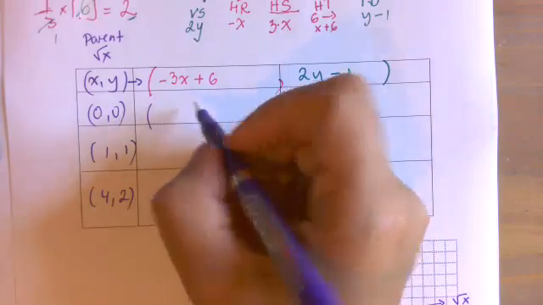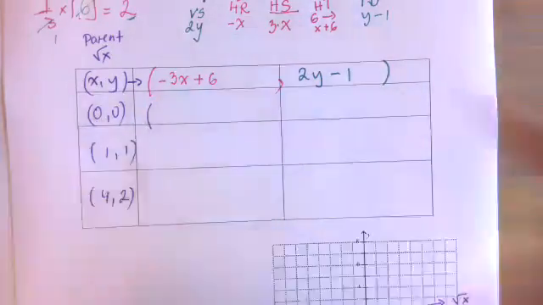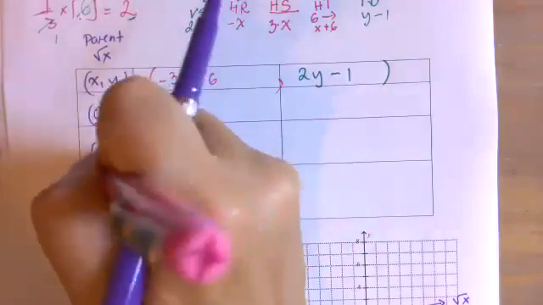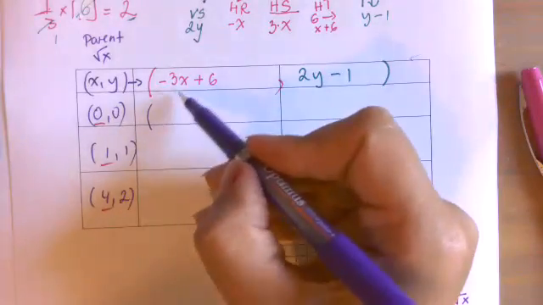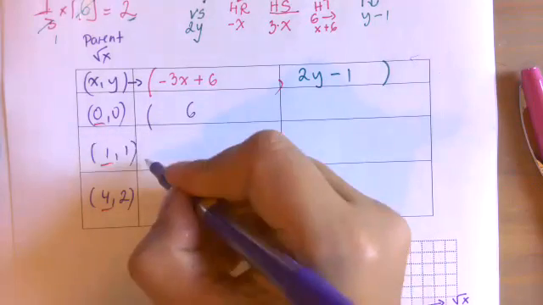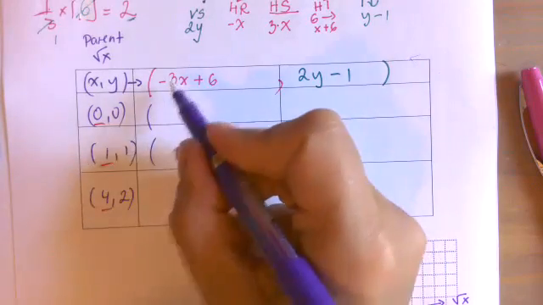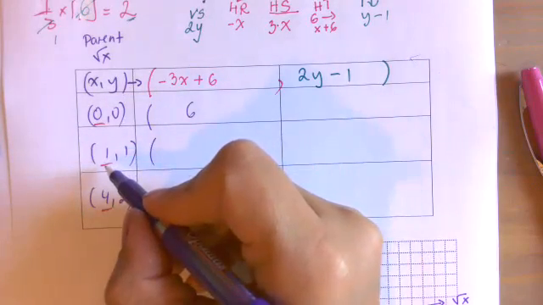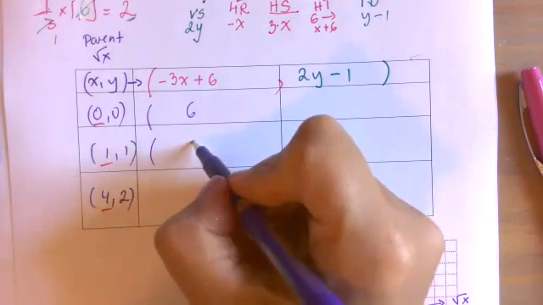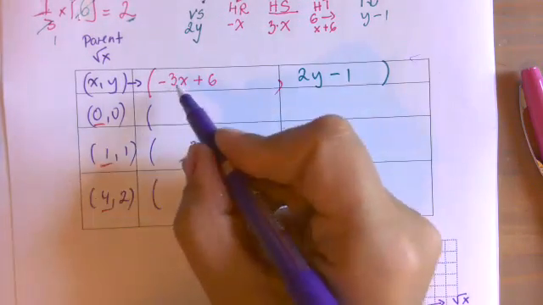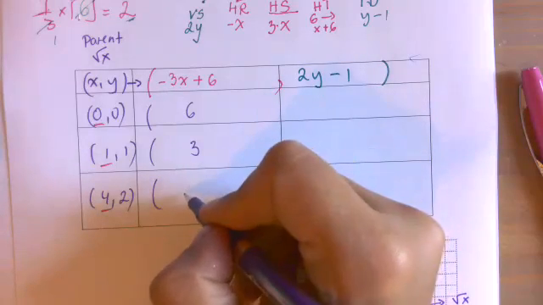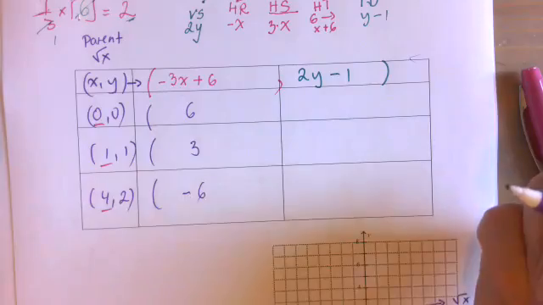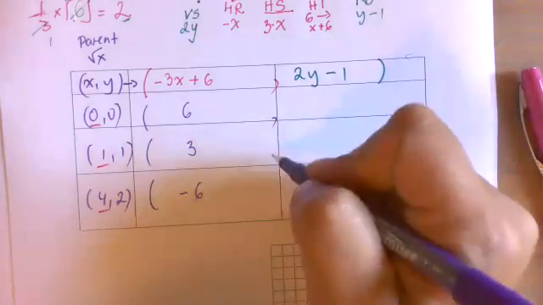And now we're gonna have to do some calculations here. So these are our x's. You gotta make sure you stay focused on your x's for the first column. So 0 plus 6 is 6. We'll go to the next x. Negative 3 times 1 is negative 3, plus 6 is 3. Negative 3 times 4, that's negative 12, plus 6 is negative 6. So all the x's are done.